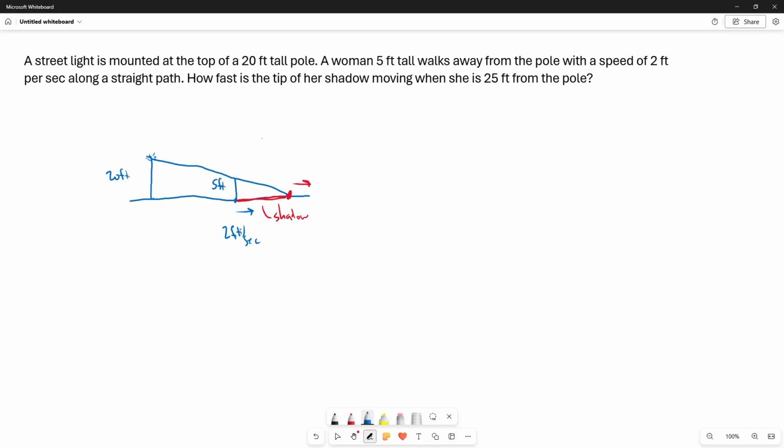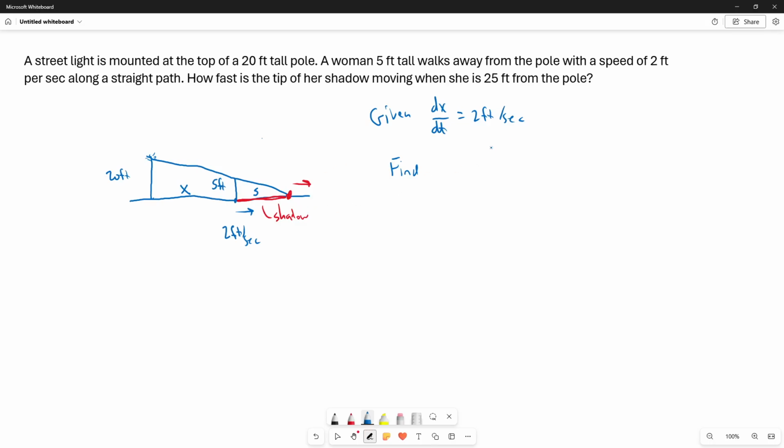Okay, let's put some variables in here. Let's say that her distance from the pole is x feet, and let's say the shadow has a length of s feet. And we are given that she's moving at a rate of 2 feet per second. So dx/dt is 2 feet per second. And we want to find how fast the tip of the shadow is moving.